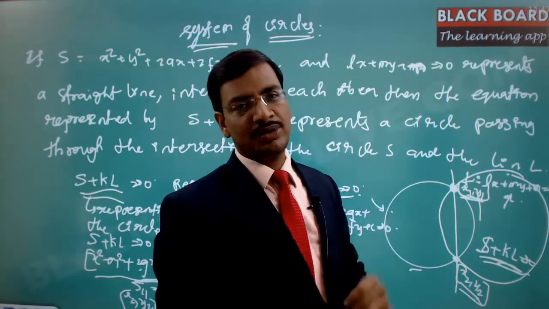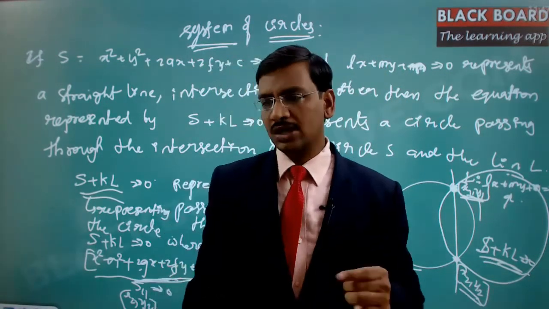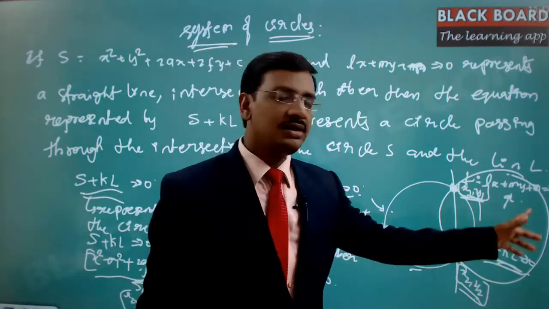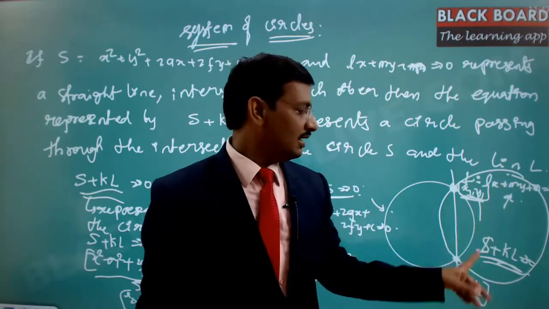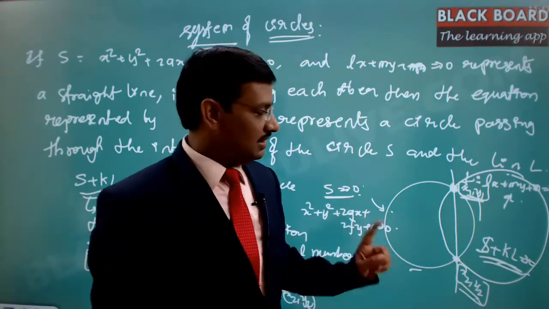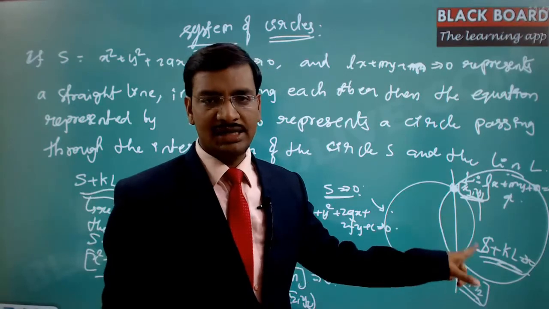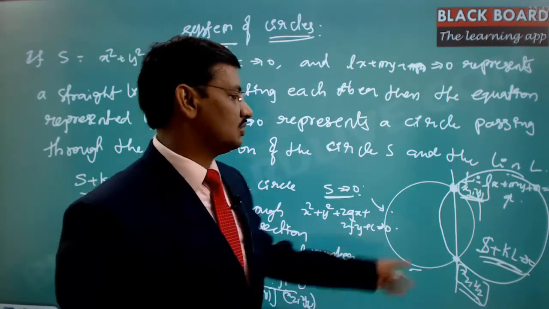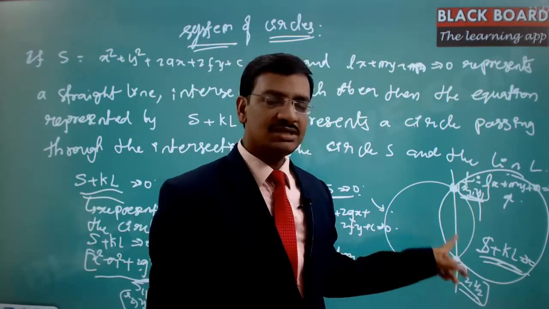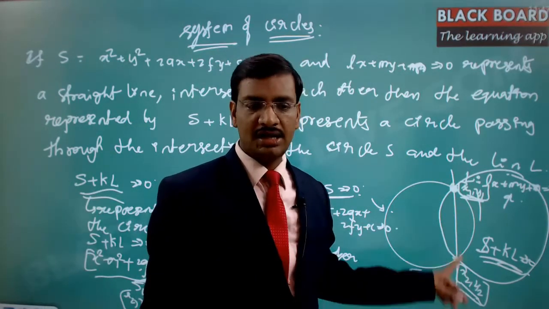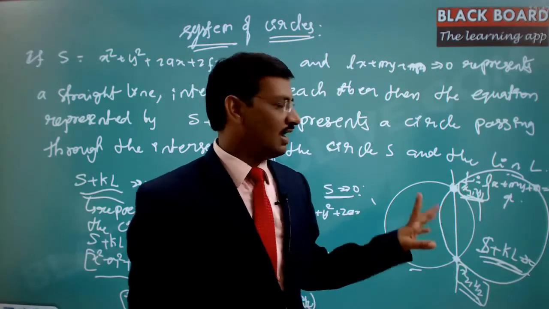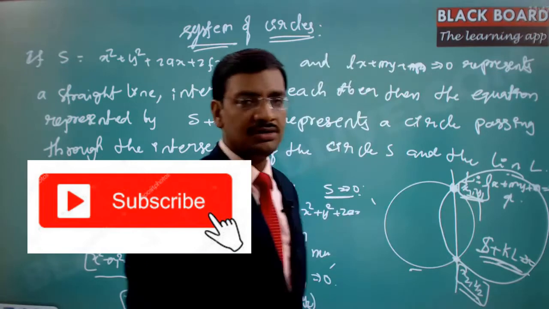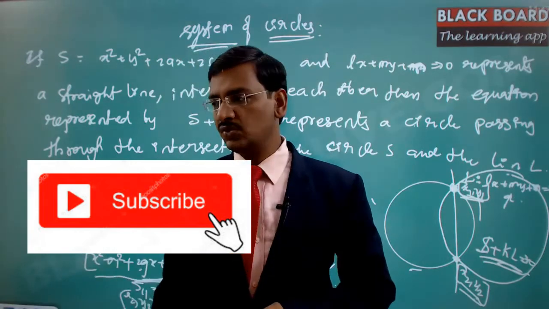So these are the important conclusions we have made. One conclusion is that S plus kL equal to 0 is a circle equation. That is one important aspect. And the second important aspect is that the points of intersection of the original circle and the straight line and the derived circle all have common points of intersection. So these are the common points of intersection. Got it? So these are the two important conclusions we can make.